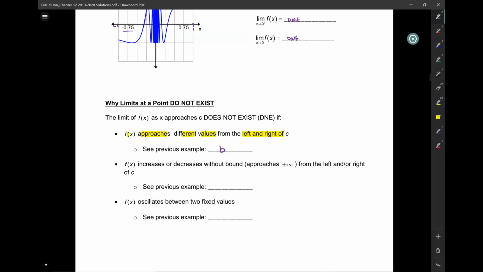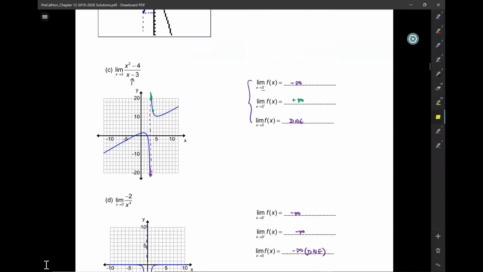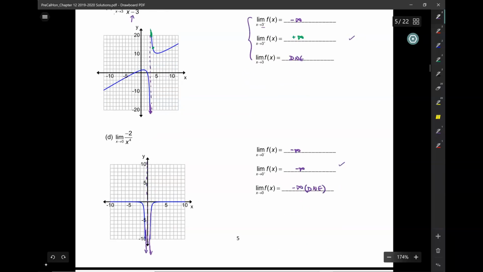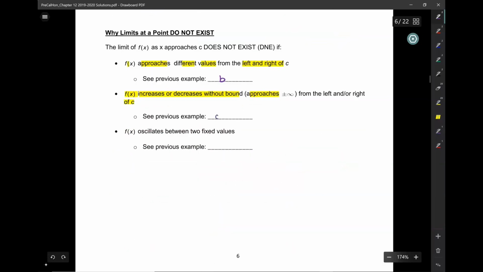Another situation where you might get DNE is if f of x increases or decreases without bound, approaches positive or negative infinity from the left, the right, or both. So where did that happen? Where did that happen when we got DNE because it approached negative or positive infinity? Well, here and also here, right? In one situation, it approached different infinities. In the second, it approached the same infinity, but still, we got DNE.